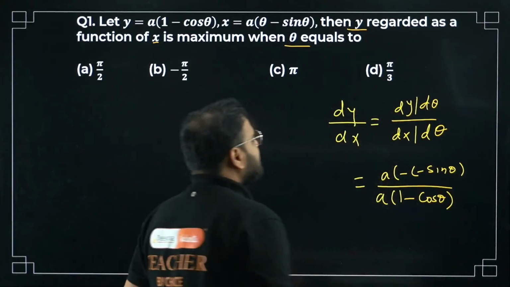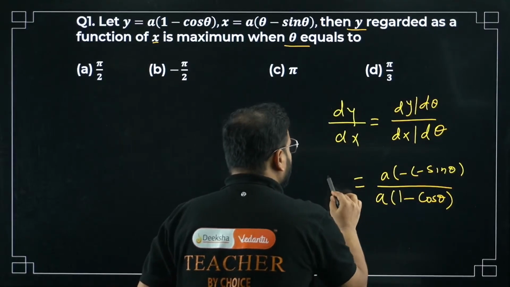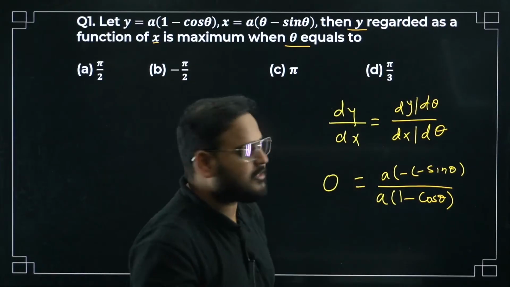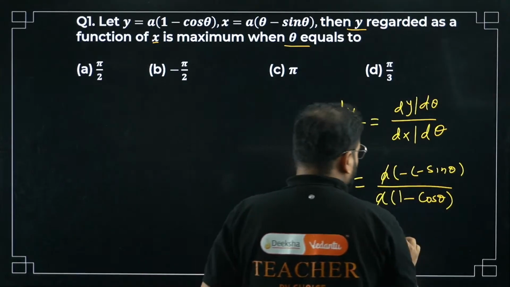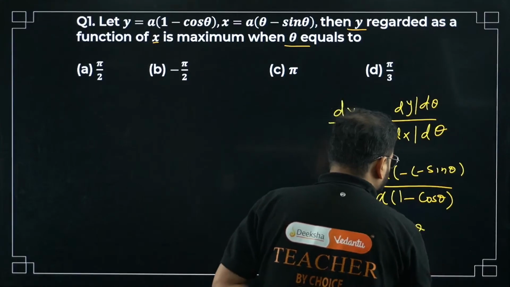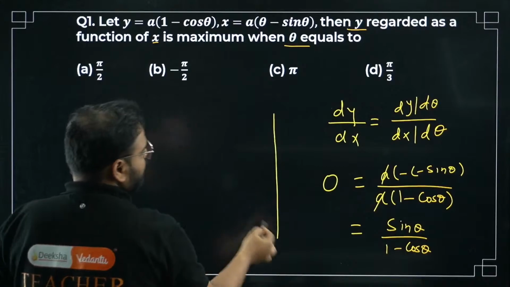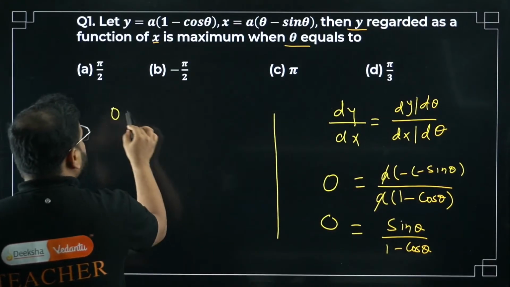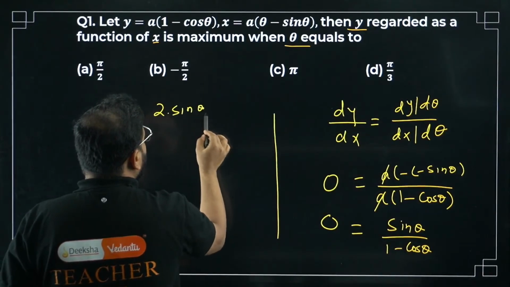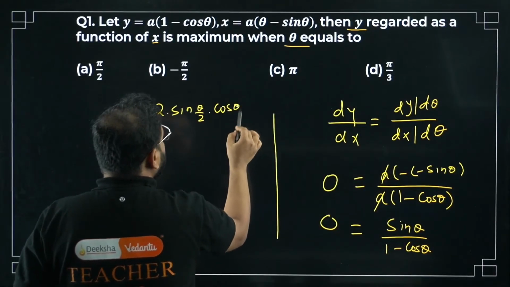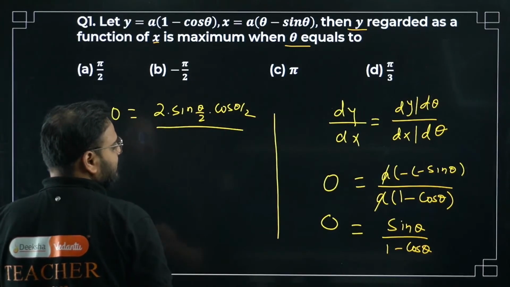So who's getting me the answers now? Come on, tell me. What do we do for maxima, bacha? We write the derivative as 0, right? We put the derivative as 0 to find the critical points, no? So have a look. a and a are cancelled. We'll have sine theta divided by 1 minus cos theta, giving me the value to be 0 equals what, bacha? 2 sine theta by 2 into cos theta by 2 divided by 1 minus cos, which will be, bacha, half angle formula. Same thing will work.